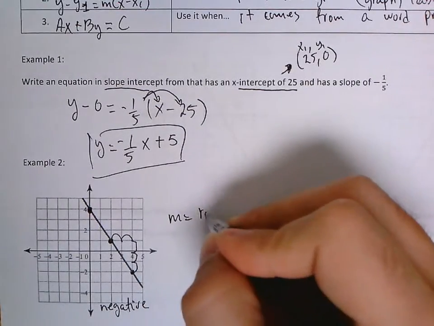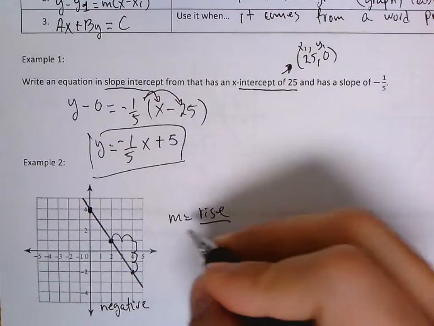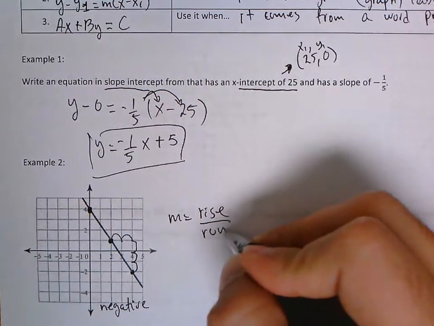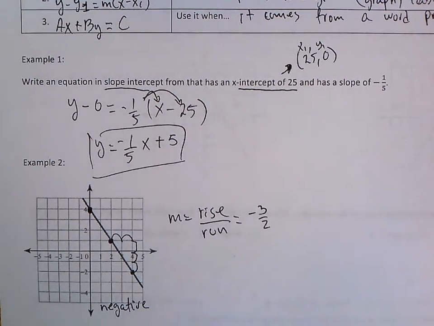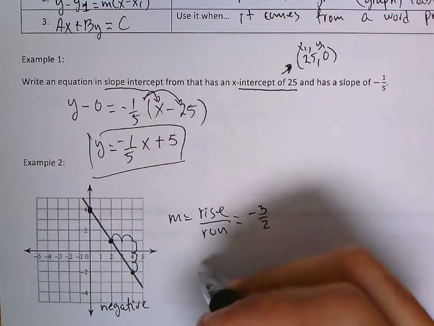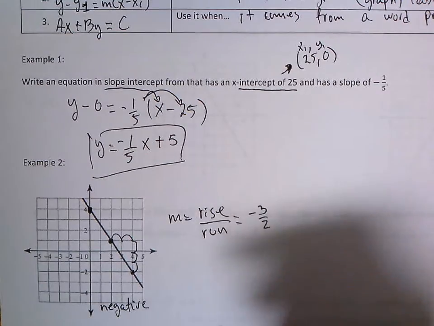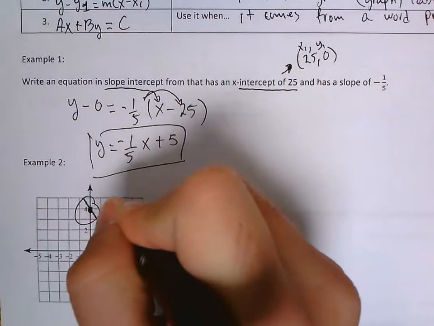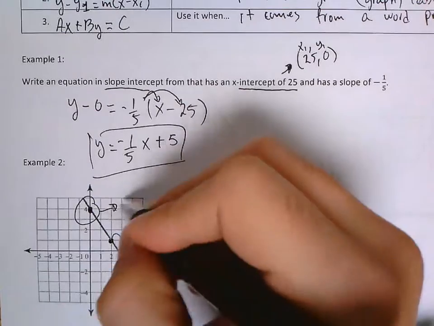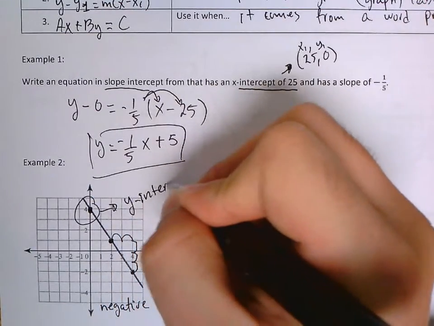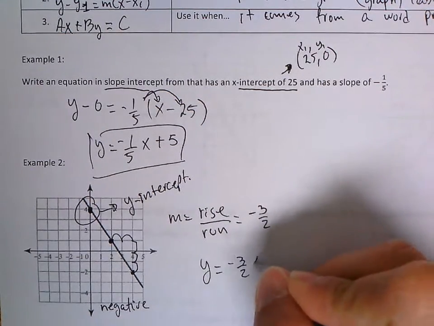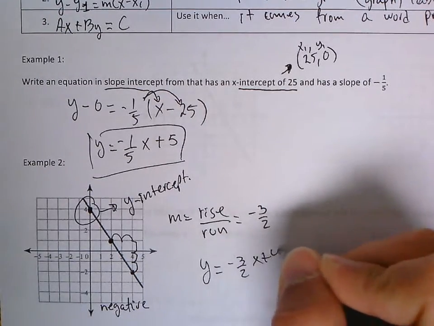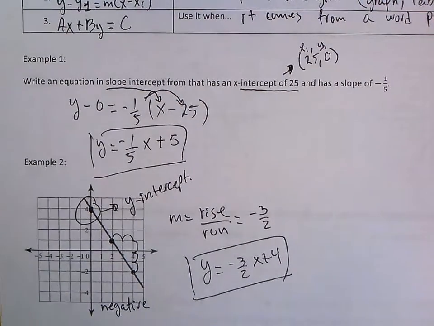Let me write that down. What I did here was I found the slope by using rise over run. In this case, it's negative 3 over 2. So negative 3 over 2 is my slope, and the y-intercept is where the graph crosses the y-axis. This is your y-intercept. So your equation is y is equal to negative 3 over 2 x plus 4. And we're done.